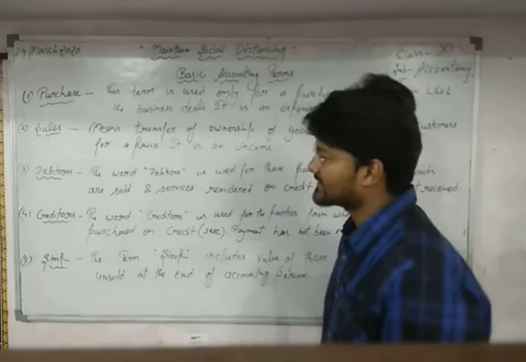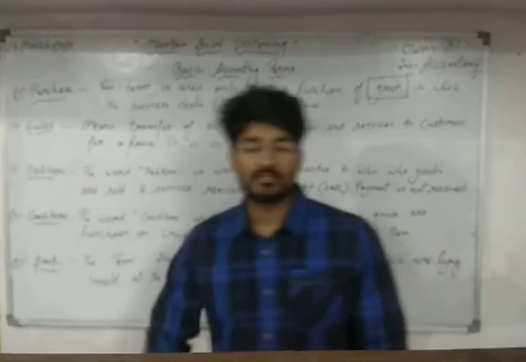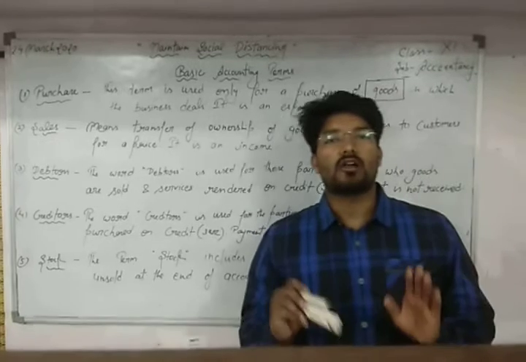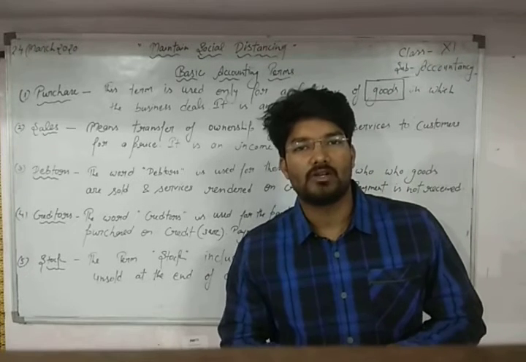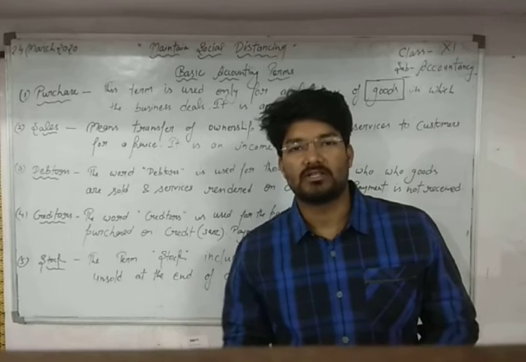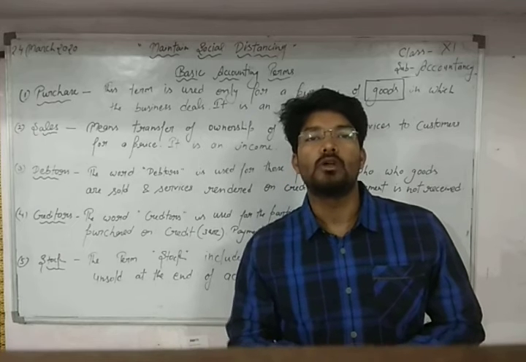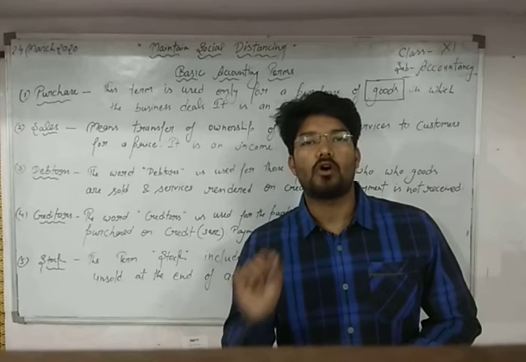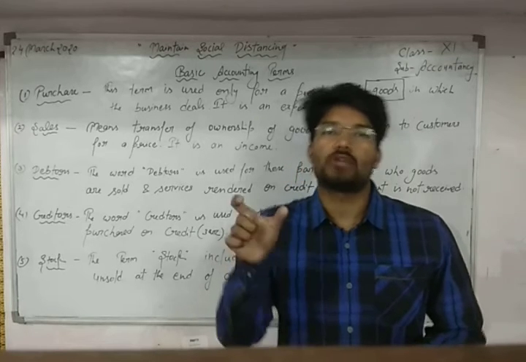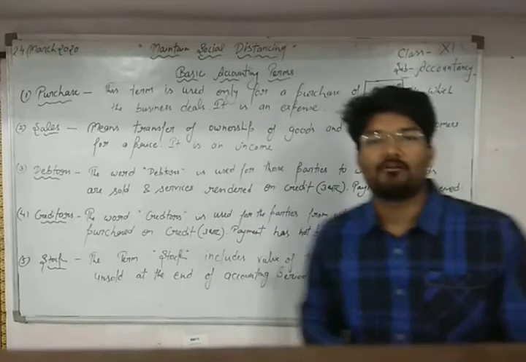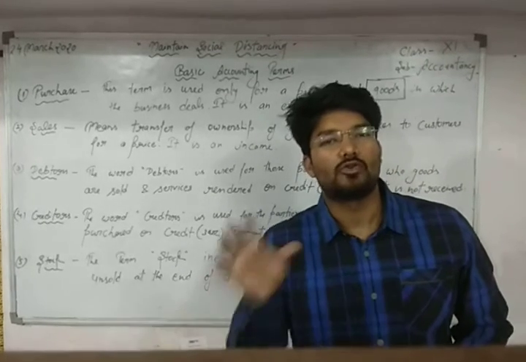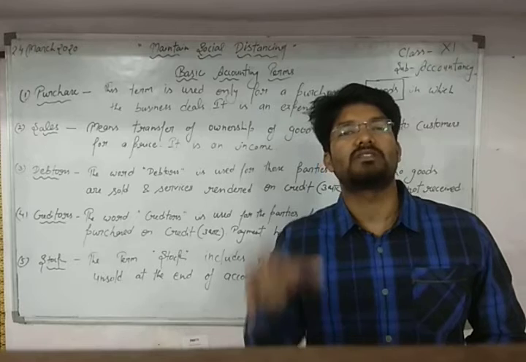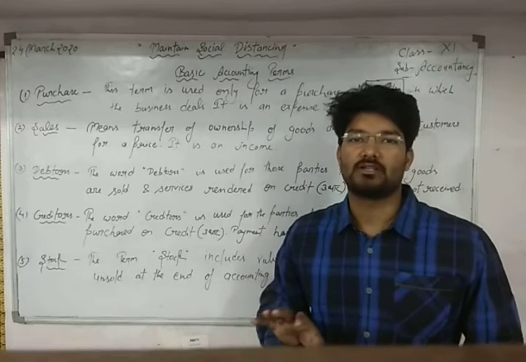We talk about the next, debtors. Debtors are all those parties, whether it is an individual, any firm or any business, to whom goods are sold on credit. Credit means udhar. Whenever goods are sold on credit to the parties, those parties become the debtors of the business. Is that clear?